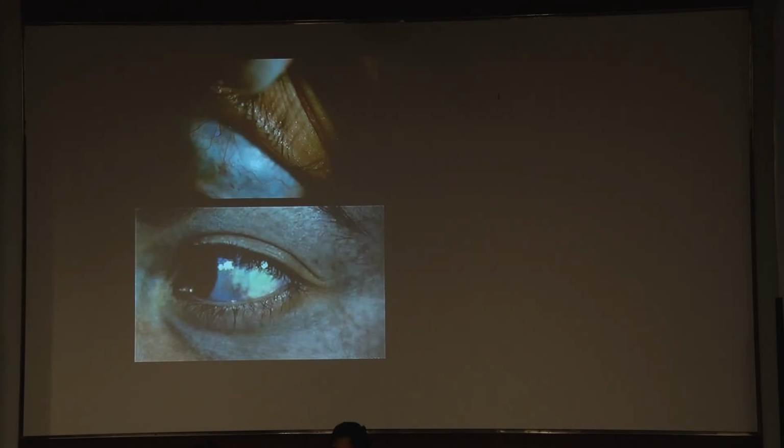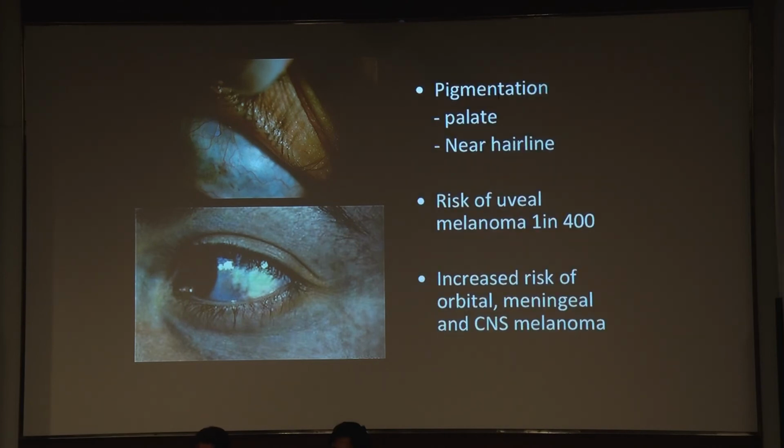Coming to the pigmented lesions, this is slate gray pigmentation. Most of you know it's oculodermal melanocytosis. The only thing you need to know is that they have a risk of uveal melanoma. You also need to look at the hairline to see if there's any pigmentation, to rule out any CNS melanoma.